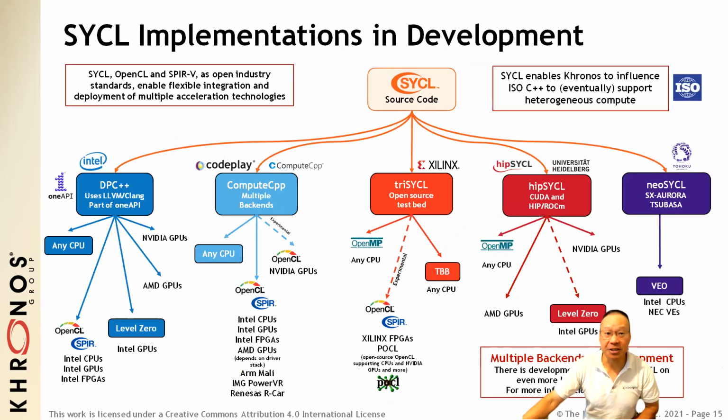The SYCL ecosystem is open, and there are multiple implementations available for developers. This means that alongside oneAPI and DPC++, there are other compilers available. And the beauty of SYCL is that your source code could compile using any of these implementations. Recently, there's also a new implementation from Japan, neoSYCL, from the University of Tsukuba on the NEC vector engine. We'll have a little more about this later.